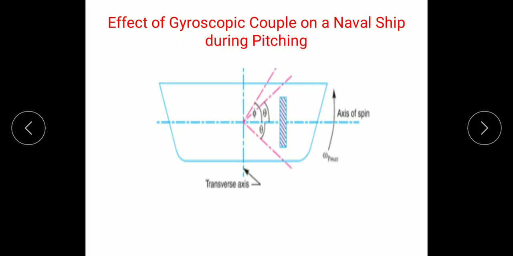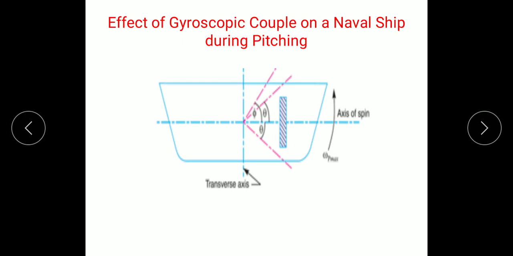We have to remember this. In this case the transverse axis is the axis of spin precession. So this is the axis of precession. The pitching of the ship is assumed to take place with simple harmonic motion. The motion of the axis of spin about the transverse axis, we have to consider here, is simple harmonic motion.